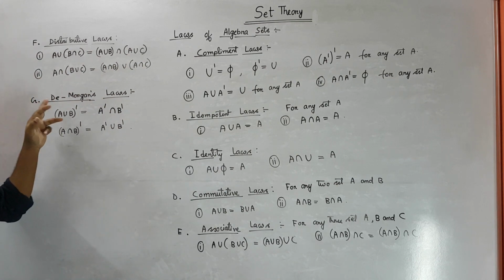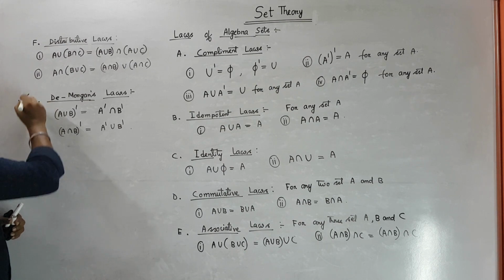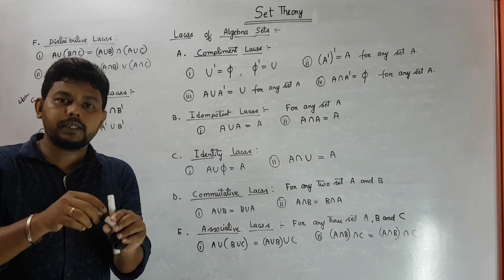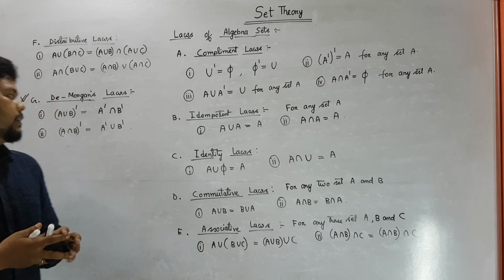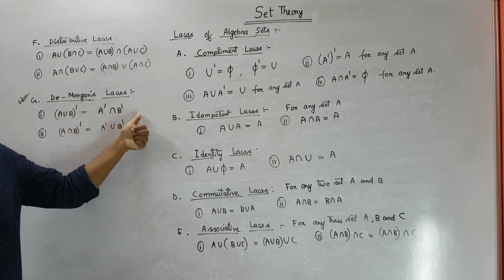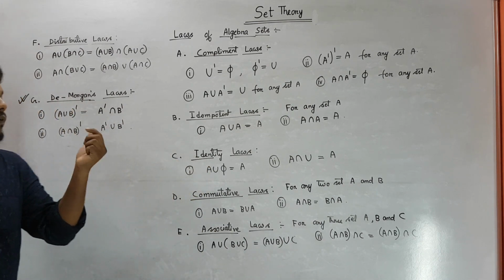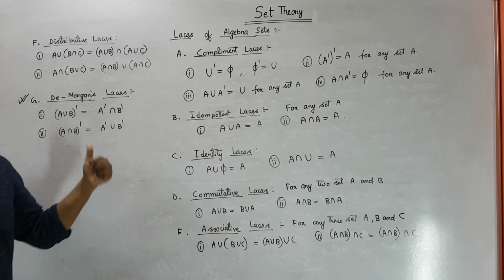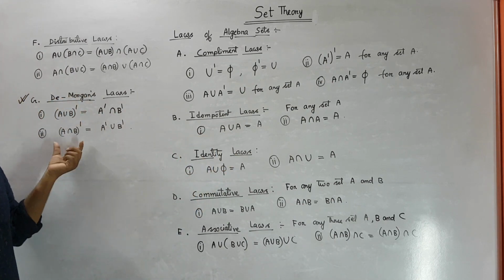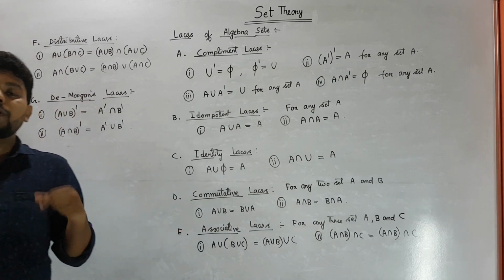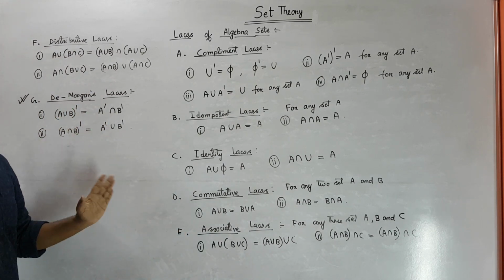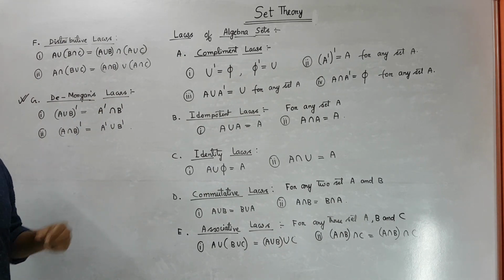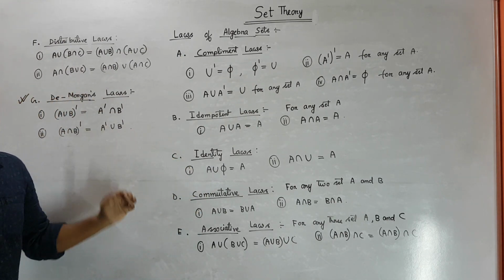And number G is De Morgan's law. This is very important for board level problems. De Morgan's law. It denotes number 1 is (A union B) complement. If I find the union of two sets A and B and then you find its complement, the result will be A complement intersection B complement. It is equivalent to the intersection of the two complements of A and B. And number 2 is (A intersection B) complement is equal to A complement union B complement. Similarly, if I find the intersection of two sets A and B and then I find its complement, it will be equal to A complement union B complement. These are 7 different laws of algebra of sets. You have to memorize these laws to solve the upcoming problems of set theory.